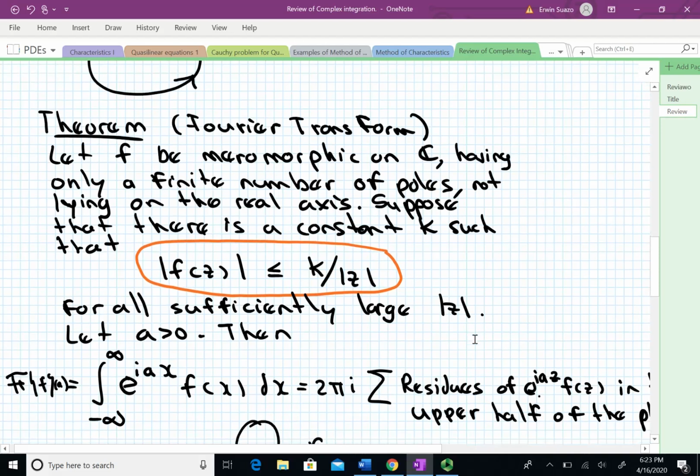So finally, why do I need this? Because I'm going to talk about the Fourier transform. The Fourier transform is a complex integral, it's not a real integral.